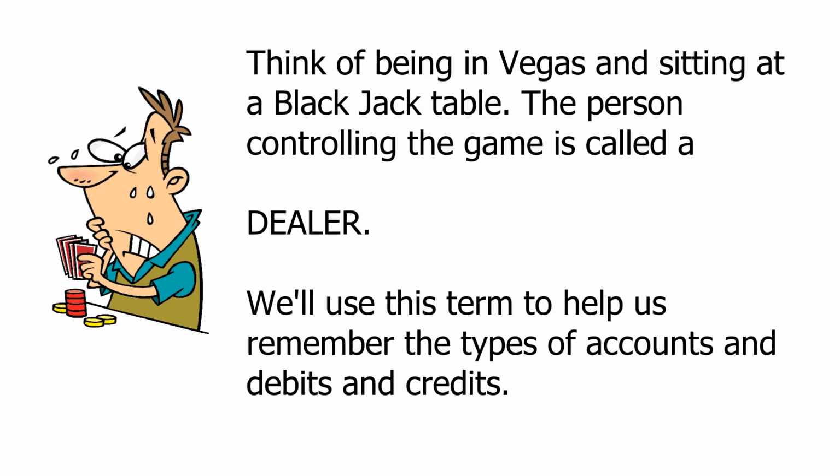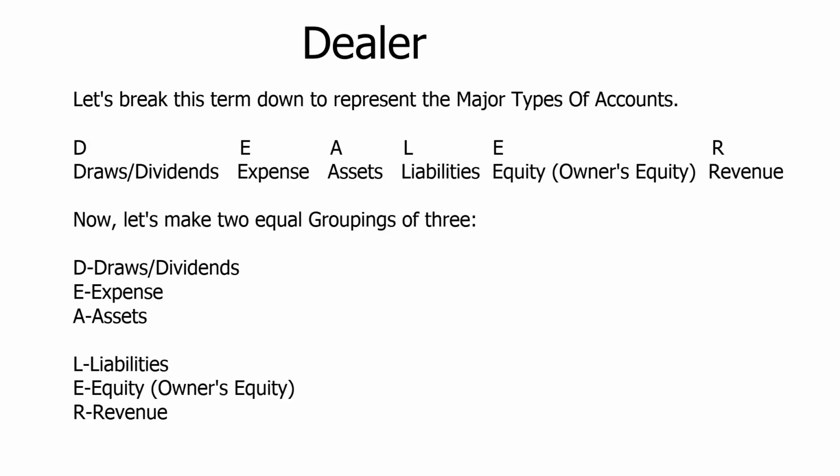Think of being in Vegas and sitting at a blackjack table. The person controlling the game is called a dealer. We'll use this term to help us remember the types of accounts and debits and credits. Dealer. Let's break this term down to represent the major types of accounts.